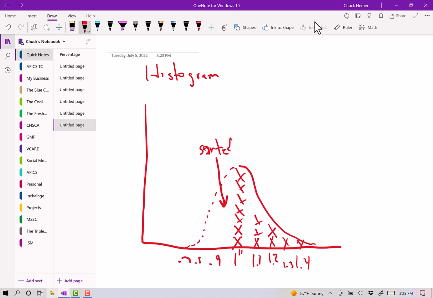Now, is that good or bad? We don't know. We've got to see what the requirement is on the part. But it's a visual representation of the number of occurrences of a part, or of a feature or an event or a characteristic. Next tool is a control chart.